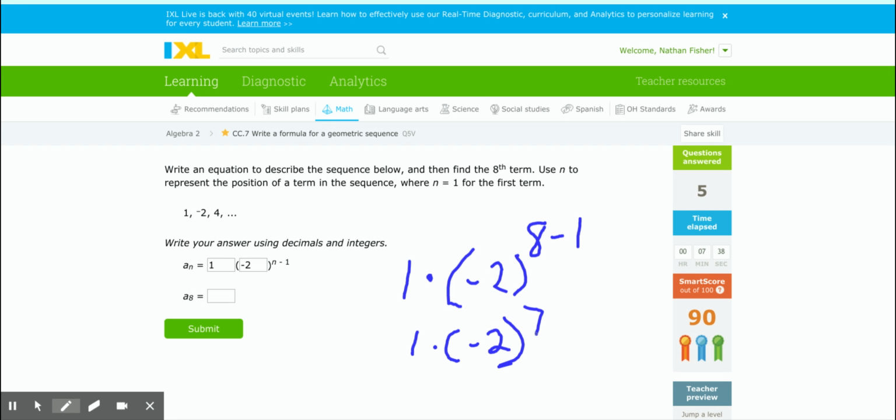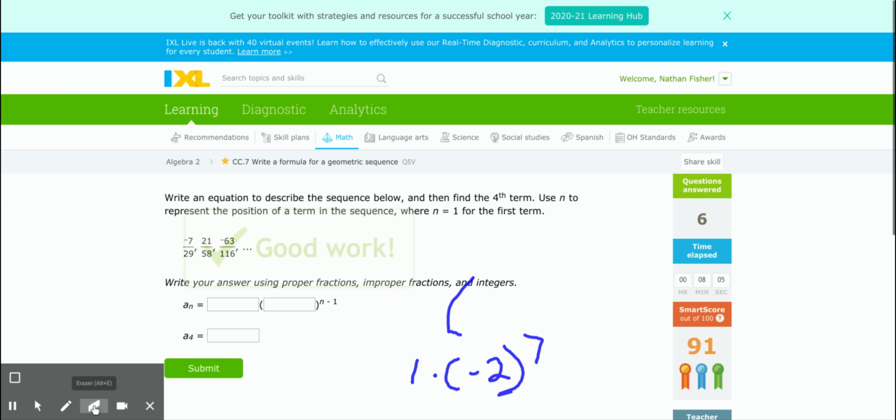You could just do negative 2 times itself 7 times, but I'm going to plug that in the calculator. Be careful, remember your parentheses. That gives you a negative 128. If this gives you negative 128, you would then need to multiply it by your first number. But in our situation, that's just a 1, so it's going to stay a negative 128. Oops, 128.